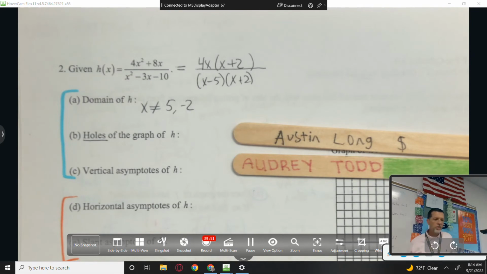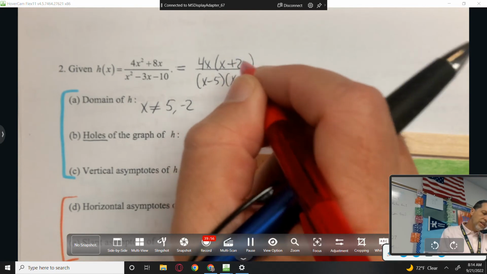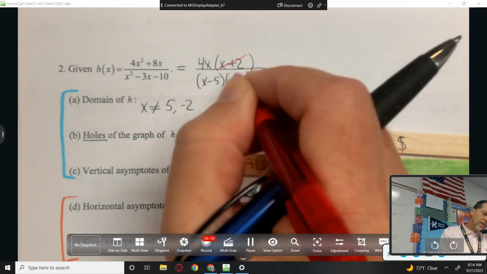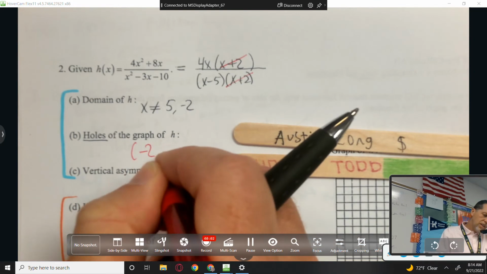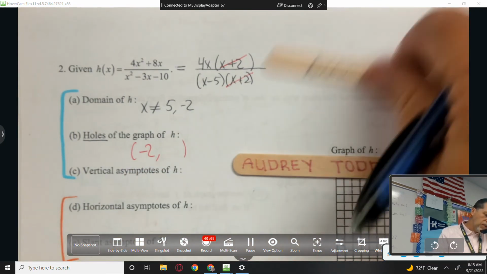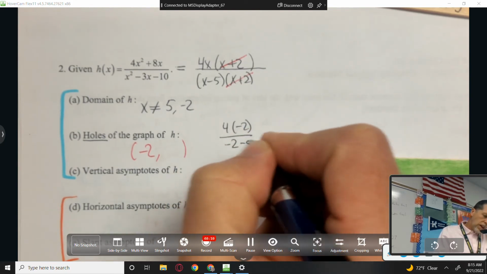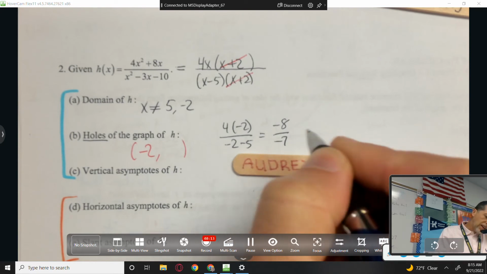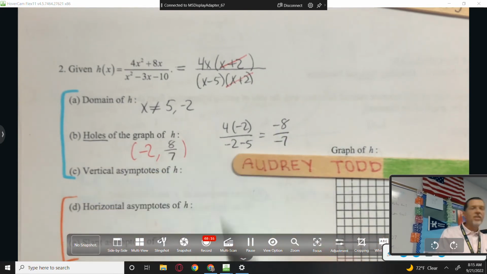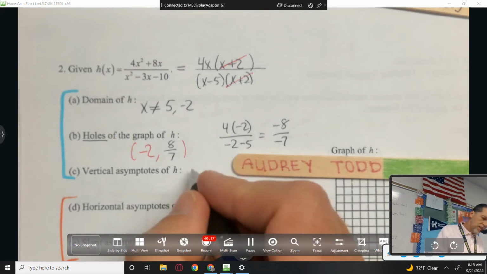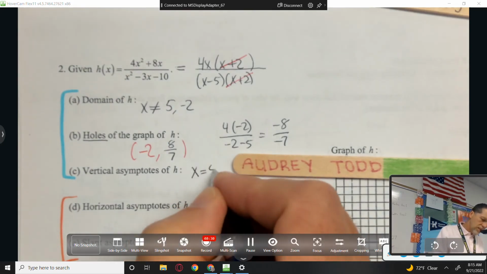Austin, are there any holes? He's already figured out where the hole is. So 4 times negative 2 over negative 2 minus 5. So yes, negative 2, comma 8/7. So 8/7 isn't a great answer, but it's a little bit more than 1, so we'll be able to find it. Audrey, how about vertical asymptotes? X equals 5. Good.